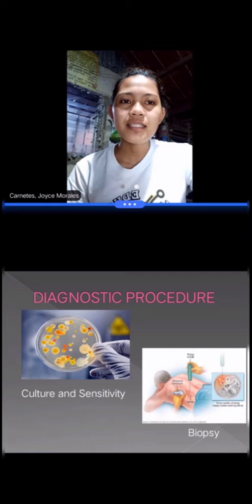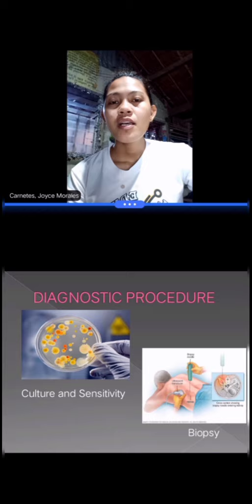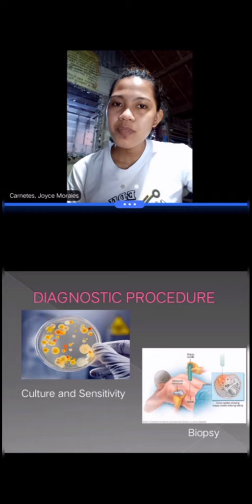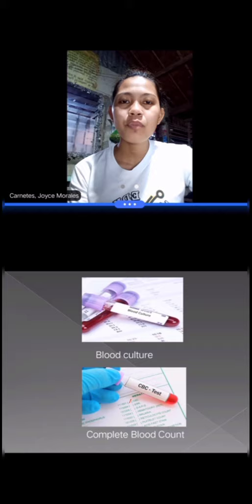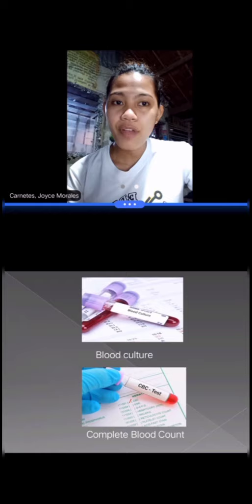Next is the biopsy. It is a procedure wherein the doctor removes a small amount of tissue or a sample of cells from the body to examine and analyze under a microscope in order to make a diagnosis. The biopsy is to reveal the cause of the swelling. Next is the blood culture. A blood culture is a procedure done to detect an infection in the blood and identify the cause, as well as verify whether the infection has spread into the blood.